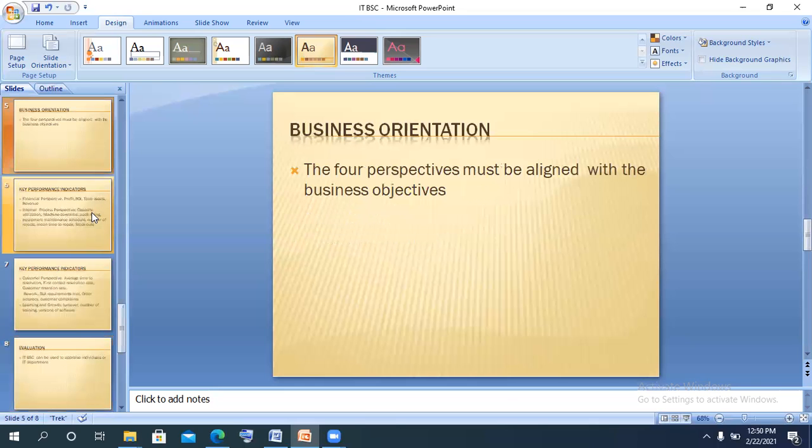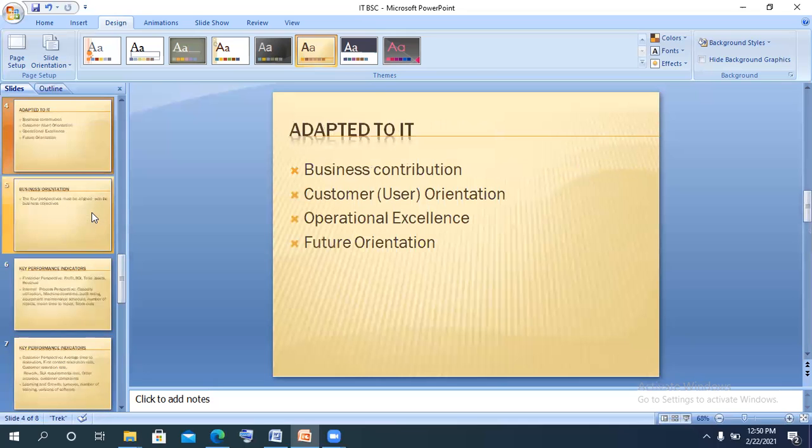And it's very, very important, like I said, that all these four perspectives must be aligned with the business objective. So when we want to look at business contribution, we want to track how IT has been able to add value to the business objective. Customer orientation, how IT has been able to support the customers, the internal users, to be able to meet business objectives. And if IT is interfacing with external users, we need to be able to see how that has added to the business objective. Operational excellence, how has operational effectiveness and efficiency in IT been able to contribute to the business objective. The future orientation, that is very clear.